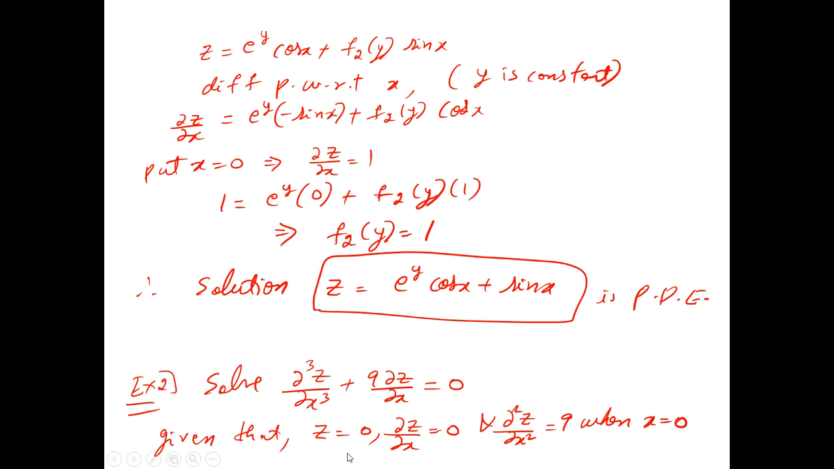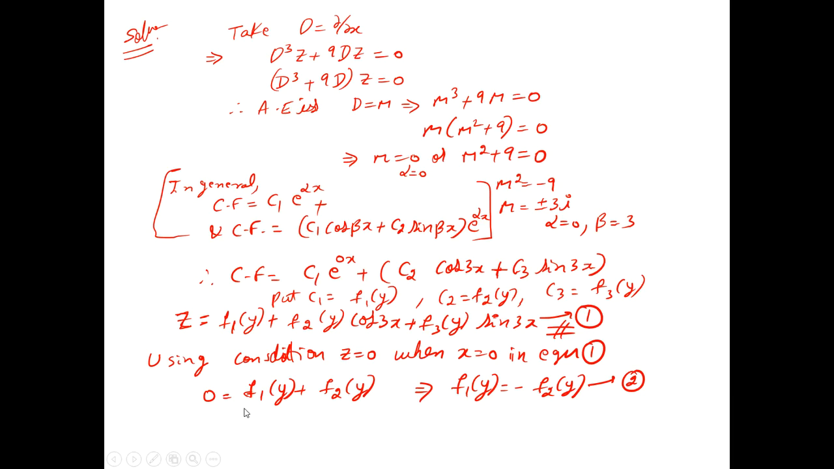Looking at the question, given that z is equal to 0, the first condition, without differentiating you get one value. First differentiation, you will get the second value. And third, dou square z upon dou x square is equal to 9, using this we will get the third value. Means when you take z equal to f1y, f2y and f3y, each one is eliminated. You can see using condition 1, z is equal to 0, I have eliminated f1y as minus f2y.